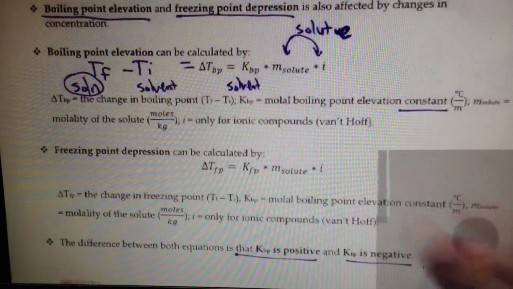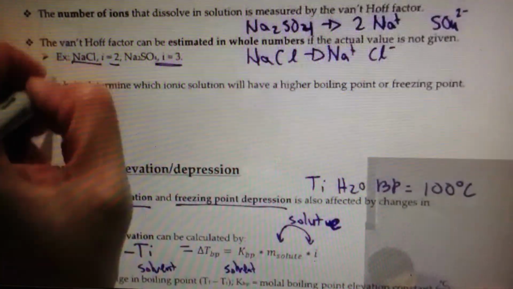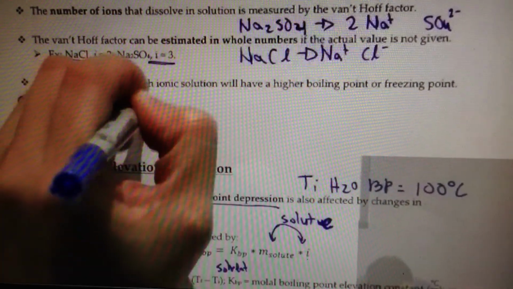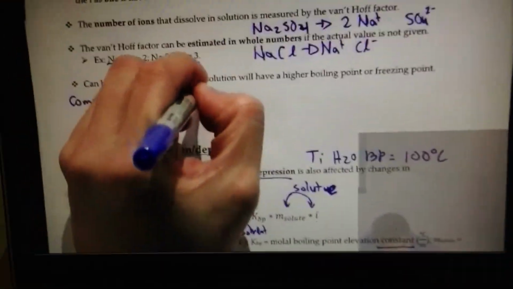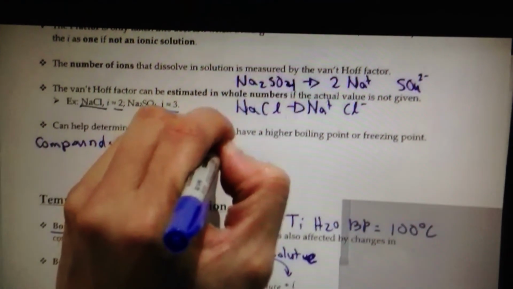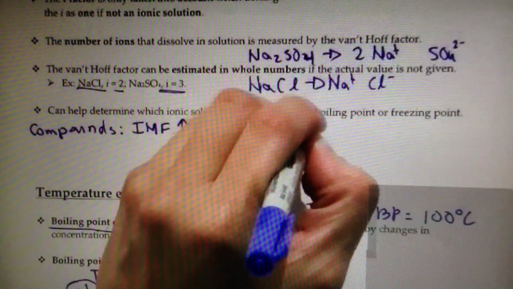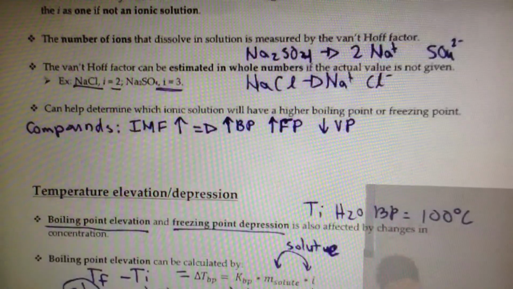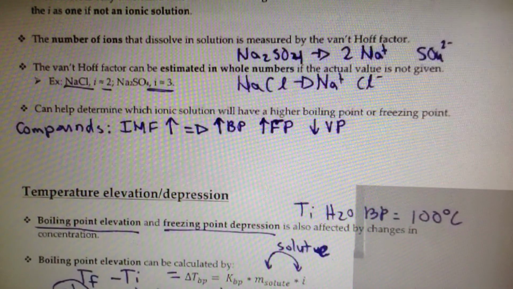Before you turn the page, don't turn the page, though. I want you guys to use this little section, and there's a reason why I'm going to do that. Compounds deal with IMF, and we generally say that if you have a high IMF, that means you would have a high boiling point, a high freezing point, and a low vapor pressure. Those are the questions that they asked you before. So you had compounds like NaCl, CH4.